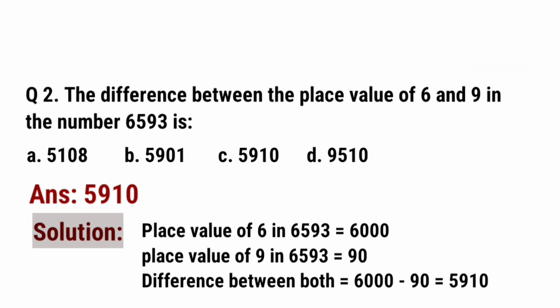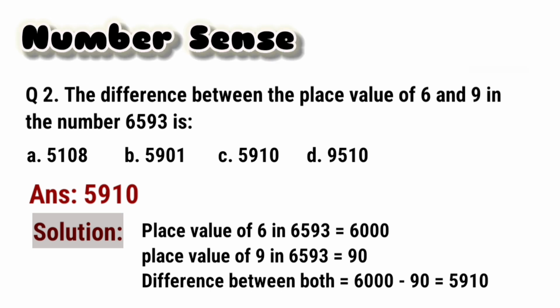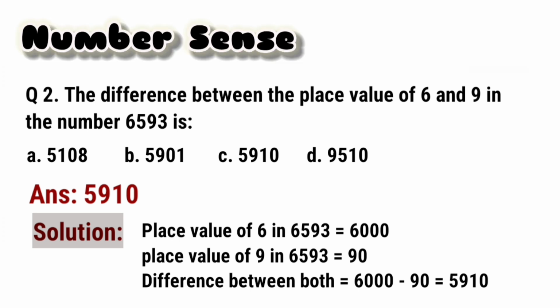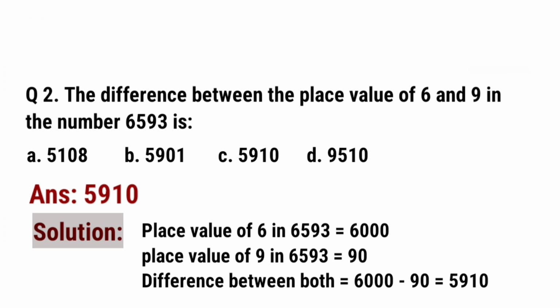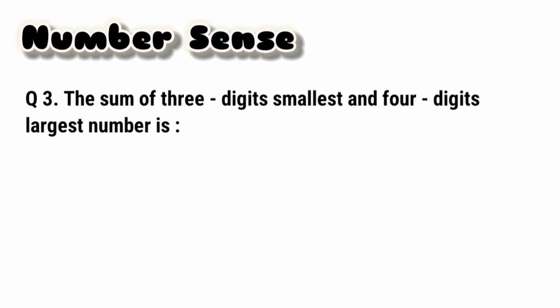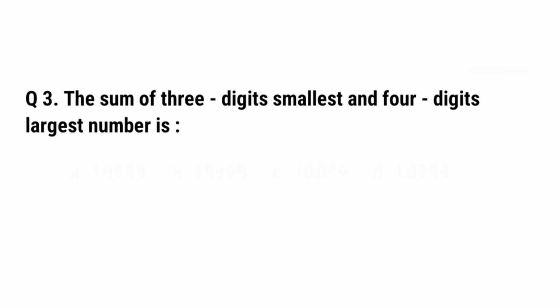6593 में 6 की प्लेस वैल्यू है 6000 and 6593 में 9 की प्लेस वैल्यू है 90. So the difference between both, 6000 minus 90 equals 5910.